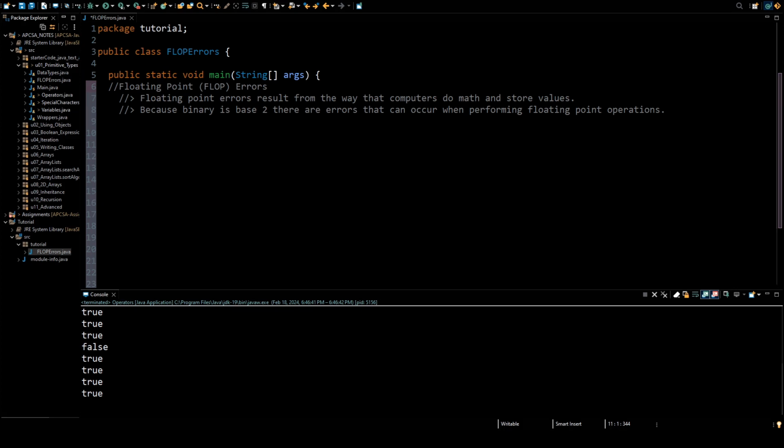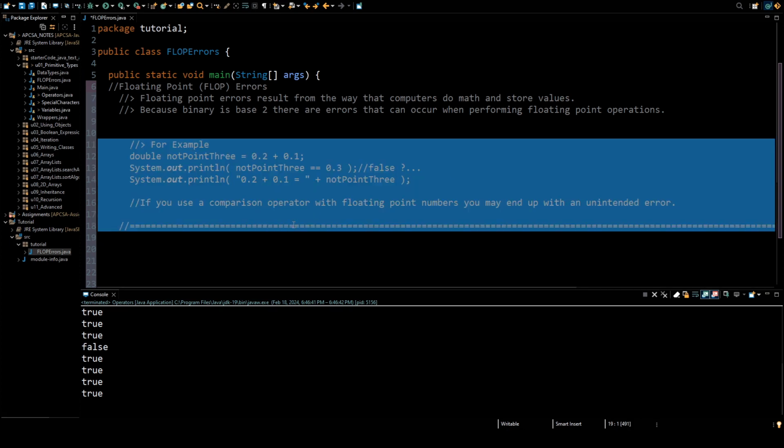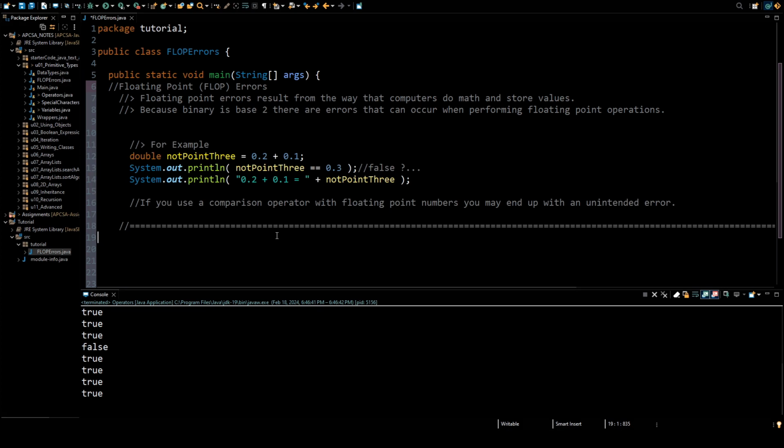We're going to talk about floating point or flop errors in this one. Floating point errors result from the way that computers do math and store values. And because binary is base 2, there are errors that can occur when performing certain types of floating point operations. So here is an excellent example.